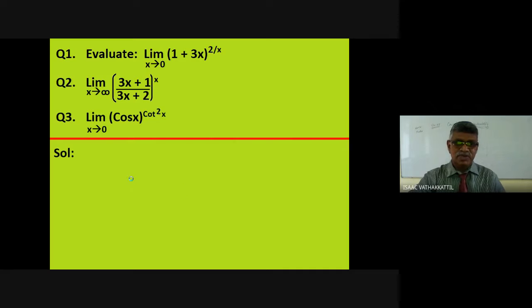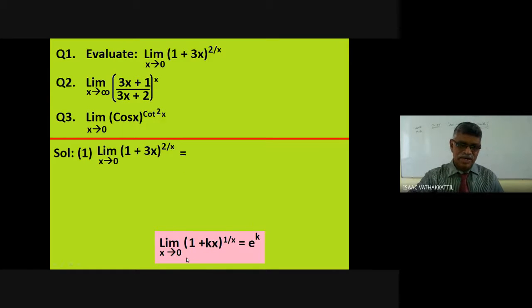If you take the first one, limit x tends to 0, (1 plus 3x) raised to 2 by x. What is the formula with us? We have written limit x tends to 0, (1 plus kx) raised to 1 by x is e raised to k. Can you write (1 plus 3x) raised to 1 by x like that? You can rewrite like this.